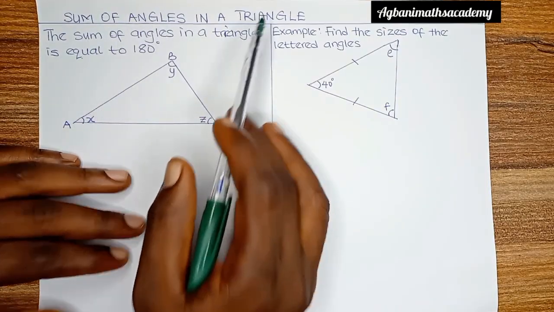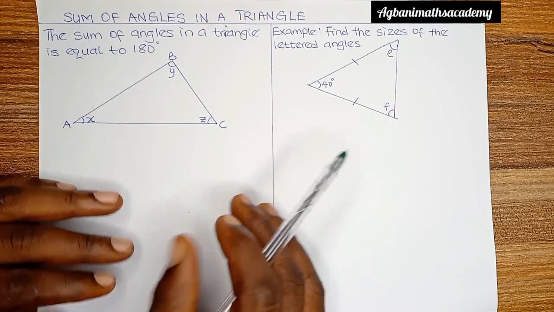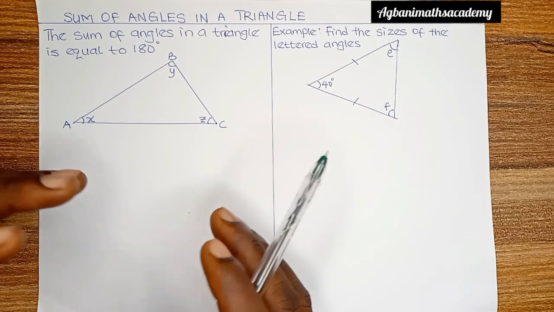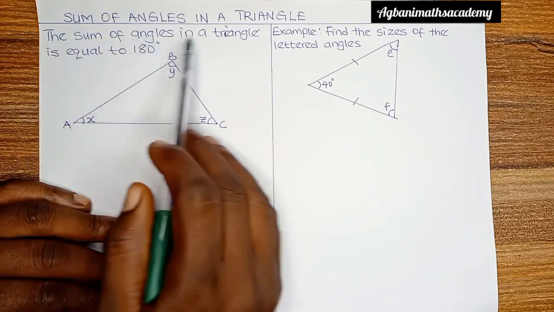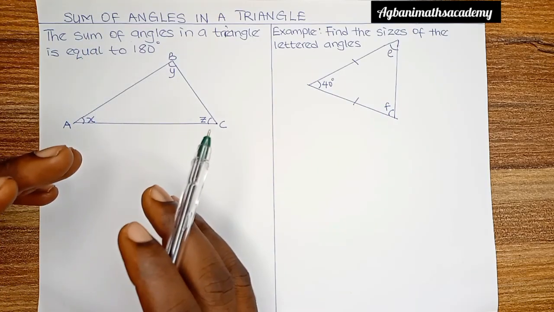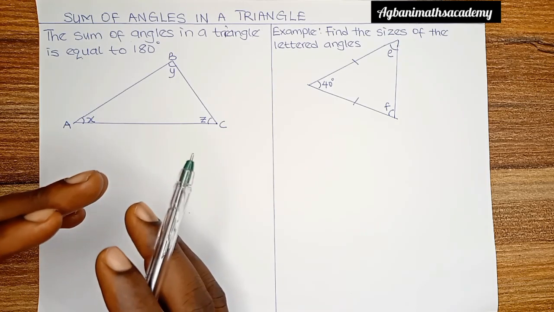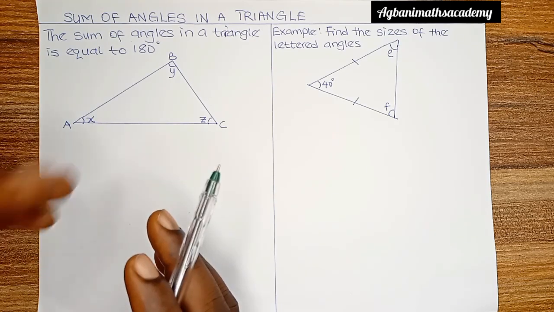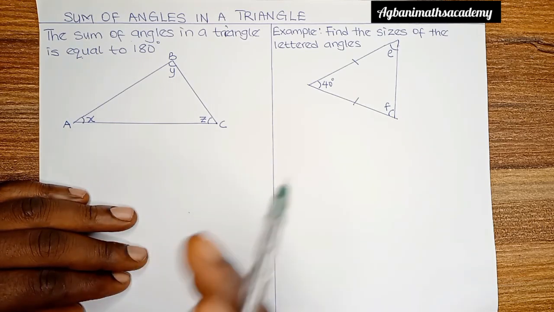A triangle is a plane shape that has three sides and three angles. There are different types of triangles, but one thing we need to know is the sum of angles in a triangle is equal to 180 degrees. So when you add the three angles in a triangle, you're expected to have 180 degrees. So this will help us to solve any problem involving angles in a triangle.